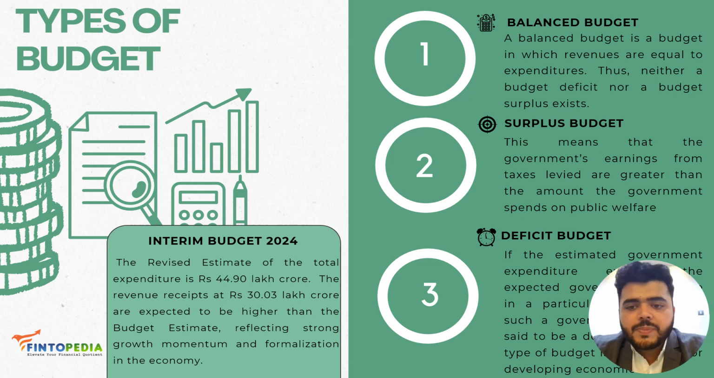Before speaking on the budget, I would like to speak on the types of budget. There are basically three types of budget: balanced budget, surplus budget, and deficit budget. Balanced budget is basically where your income is equal to your expenses. This would mean the economy is a little stagnant. There is no progress on the part of the economy. The GDP may also be stagnant in this case.